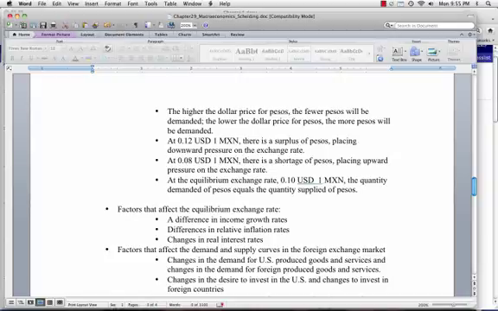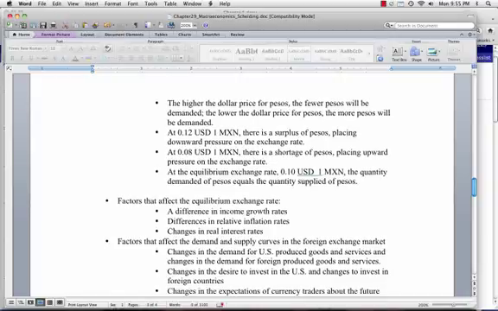This is important because it's going to affect where investors invest their money. Would they invest it in the U.S. dollar if the interest rates were really low? Probably not, if there was another equally safe country where the interest rate was higher.